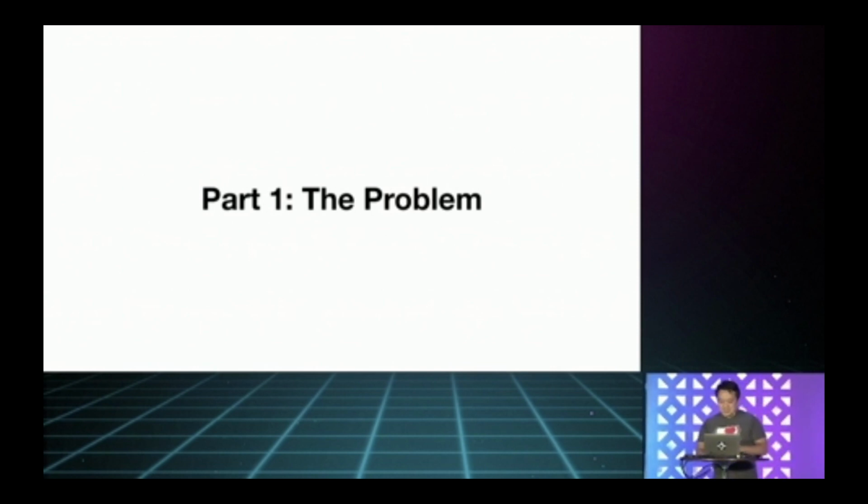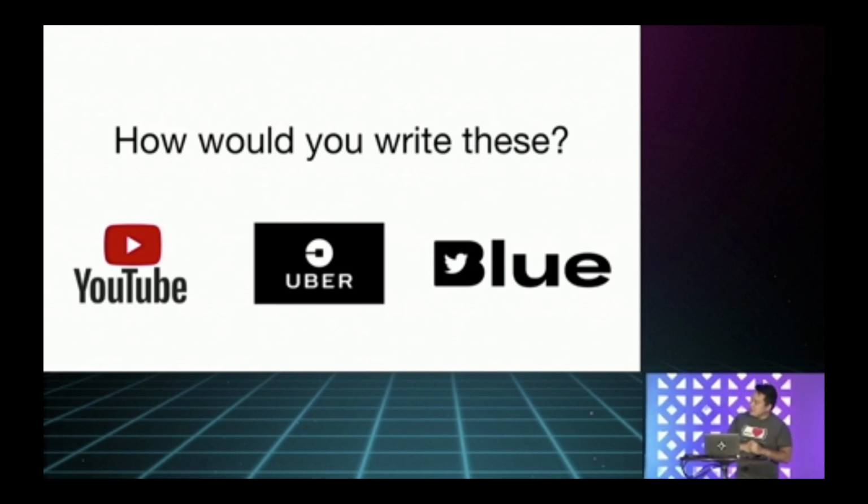So part 1 is the problem. So how would you write these? I'm picking like three, not precisely these companies, but just these problems that they face. Like YouTube, video upload, social network, Uber, driver matching in marketplace, Twitter, but specifically Twitter Blue, and specifically one feature, which I'm going to talk about later.